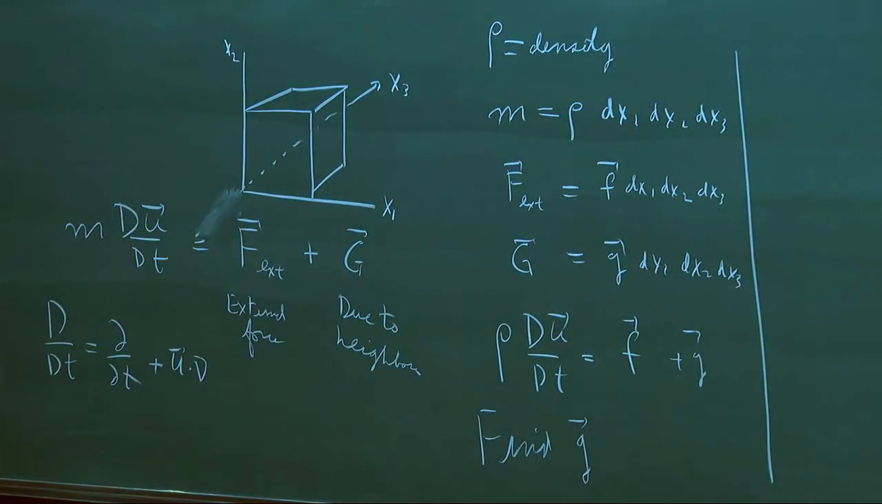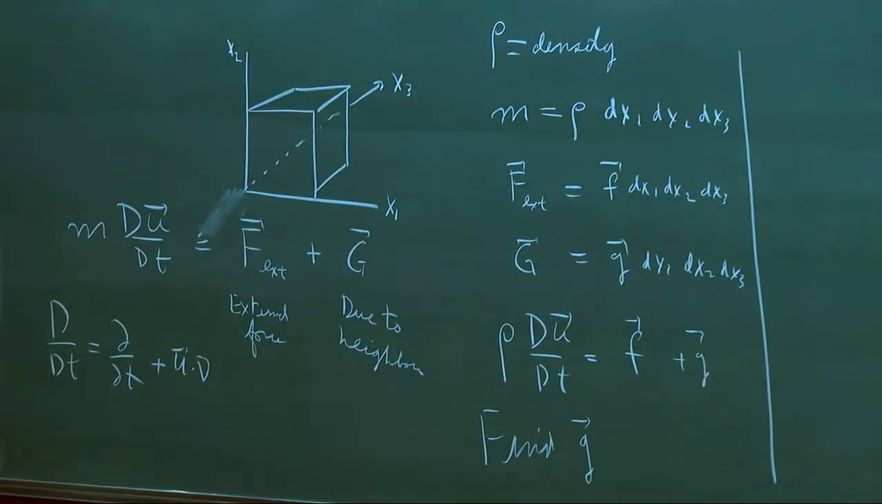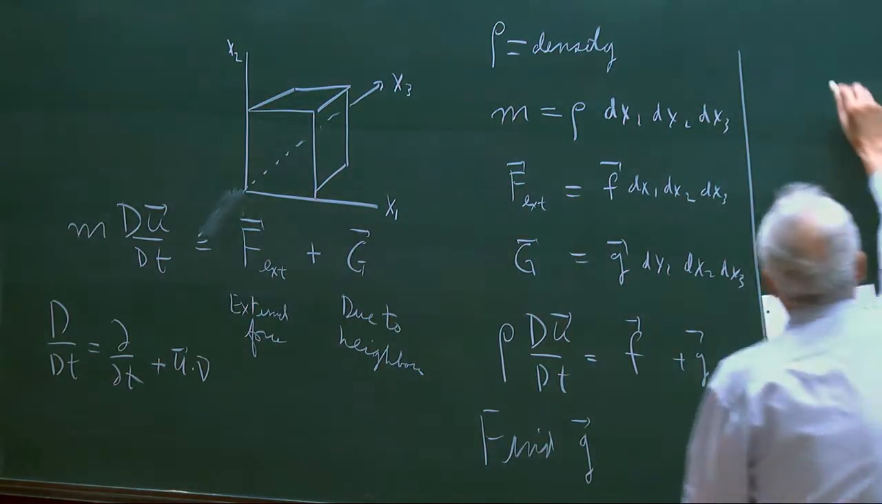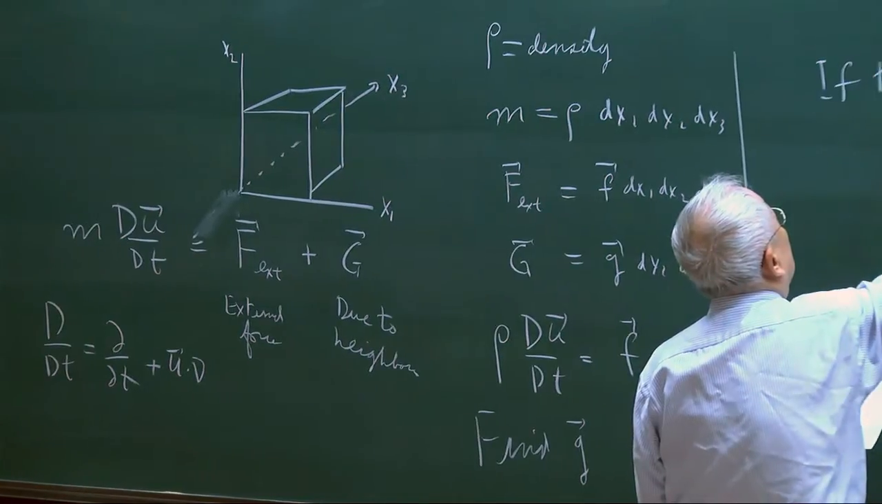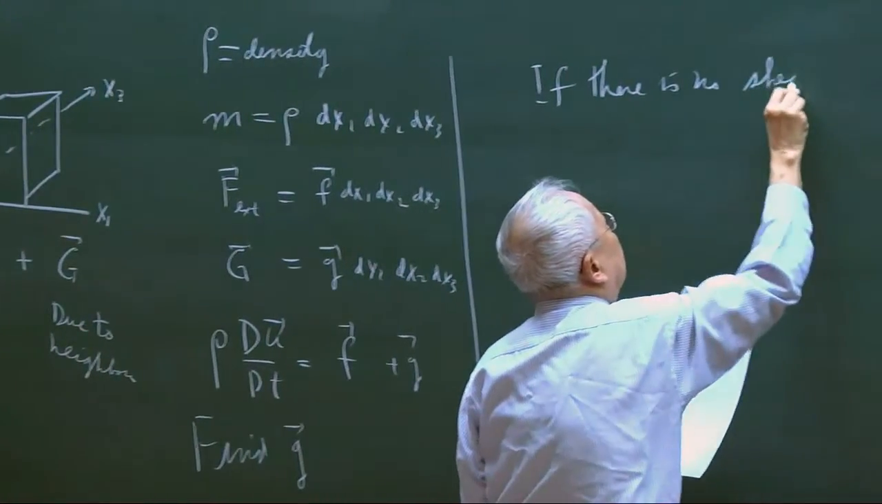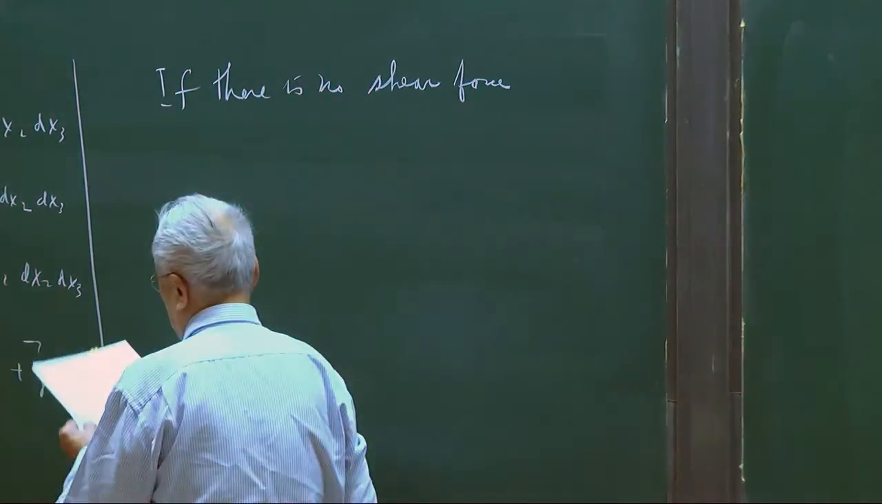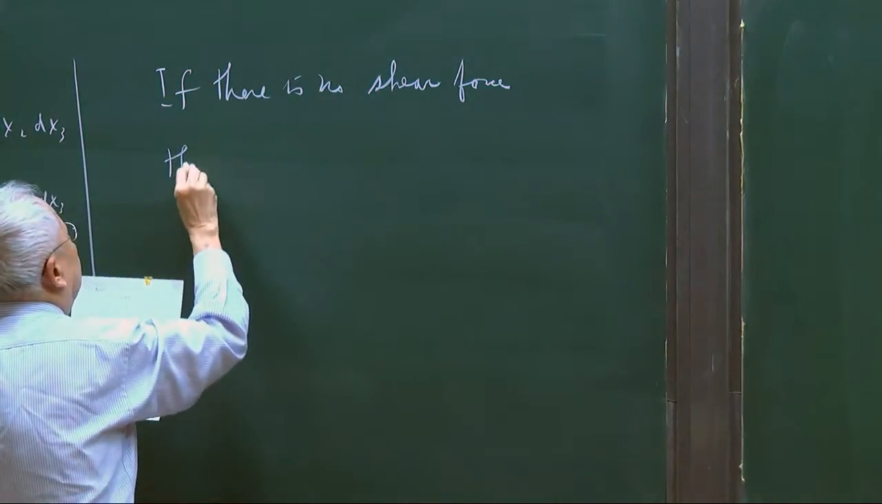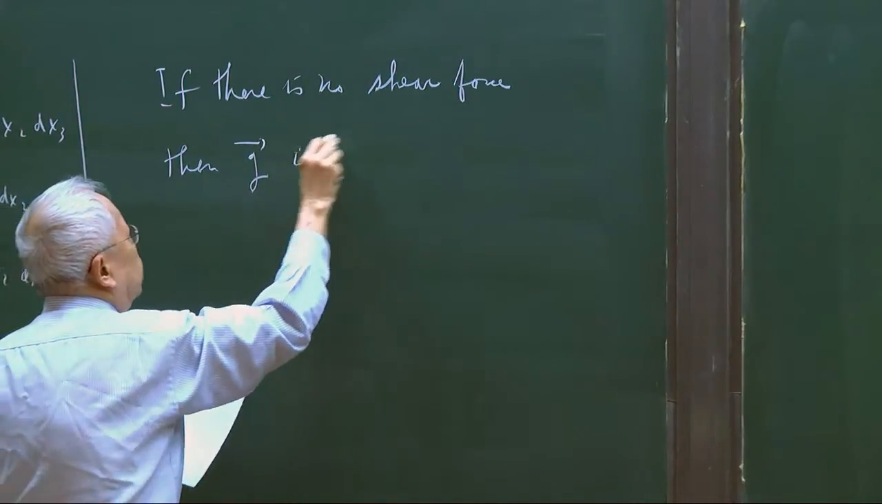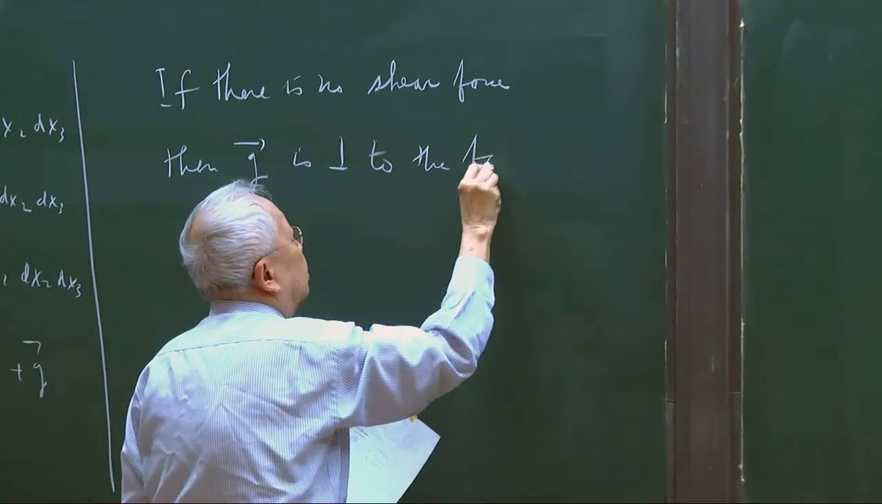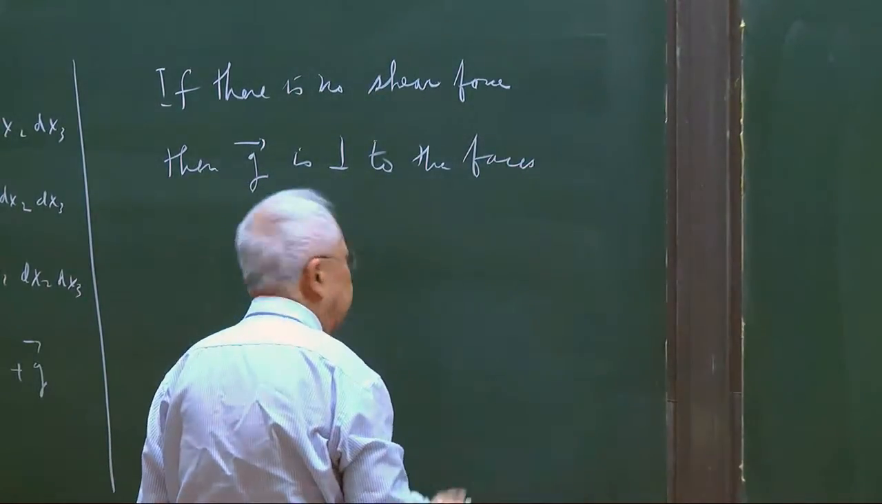So suppose the neighboring elements act on this cube without any shear, in a static way. Then all the forces are perpendicular to the six faces of this cube. If there is no shear force, then g is perpendicular to the faces of the element.